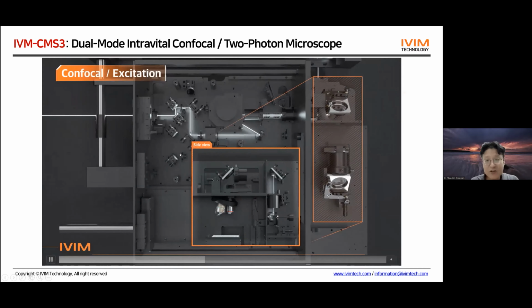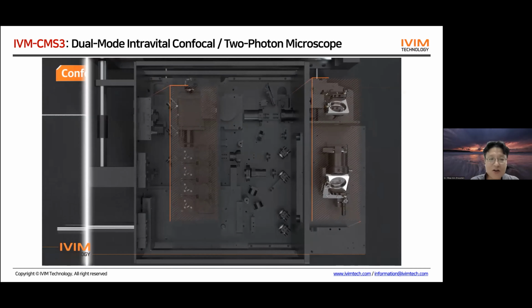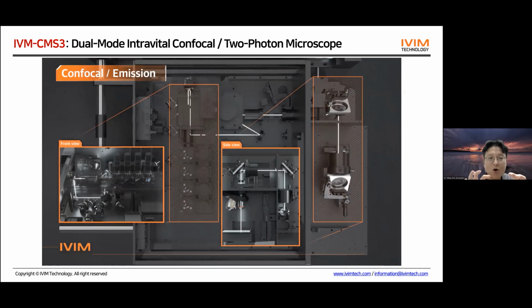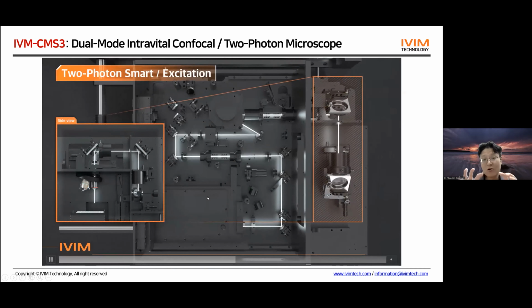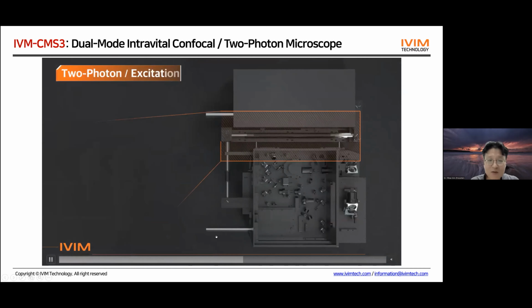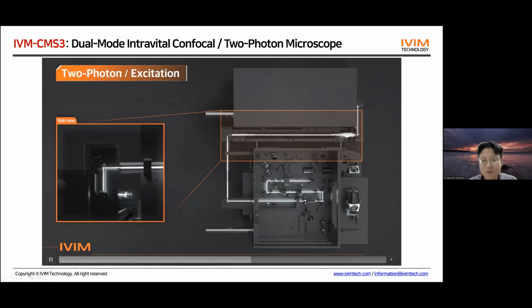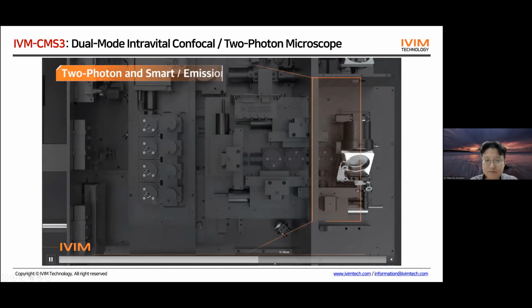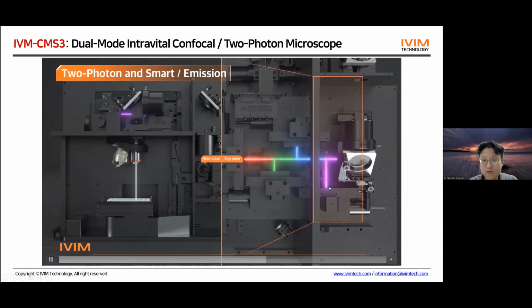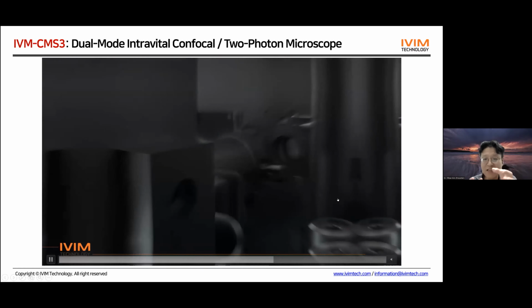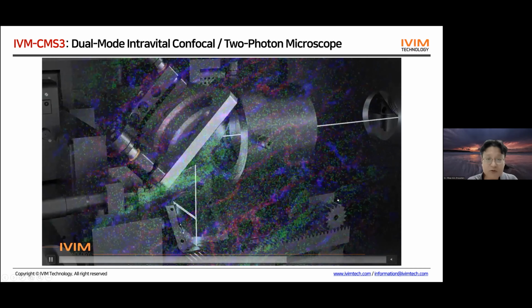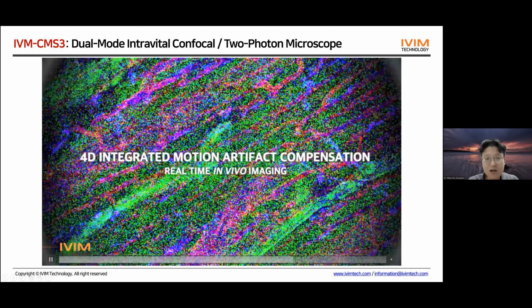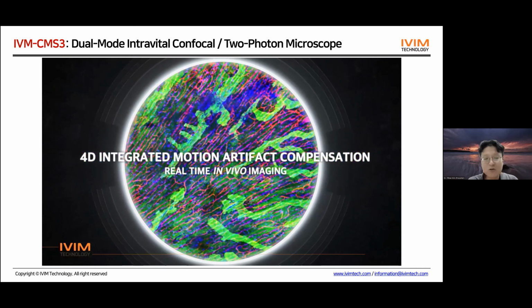And then inside, we have multiple optical components to perform the four-color confocal imaging and also four-color two-photon imaging as well. We have two-photon lasers inside our box. And for two-photon, we have a four-color NDD two-photon detector as well. So we can do simultaneous four-color imaging for both confocal and two-photon imaging.